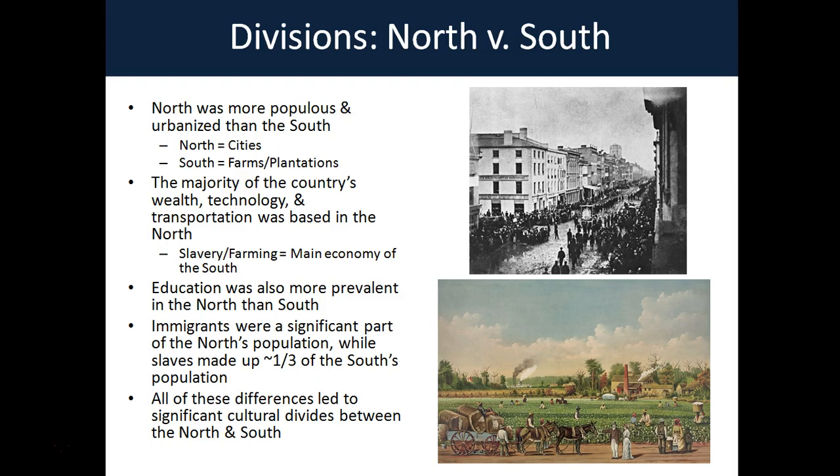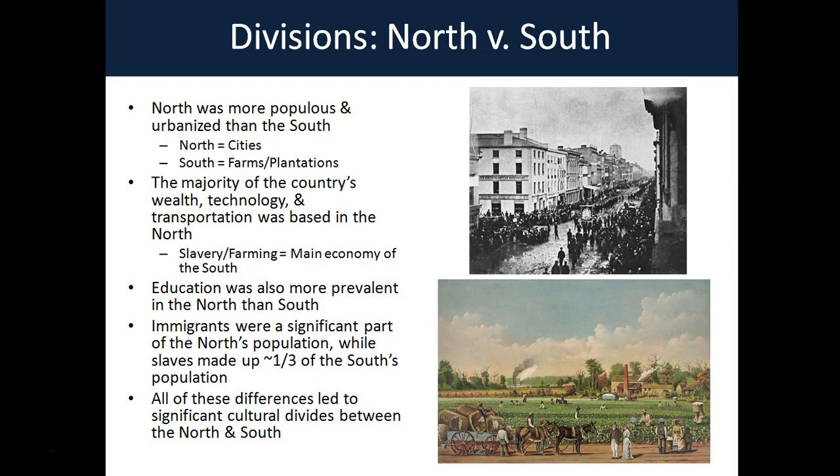Also, in terms of a few other things, the education in the North was much more prevalent. It was still not what it is by today's standards. It was just getting started, but you had public education. You start seeing colleges pop up, or people going to college, where that really wasn't very common in the South. So you have more education in the North.